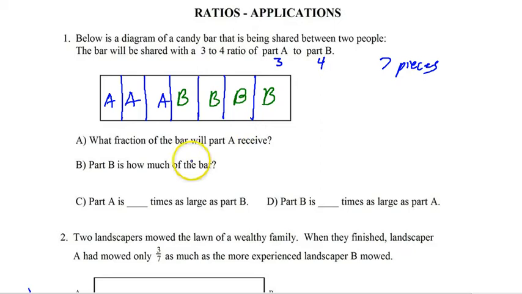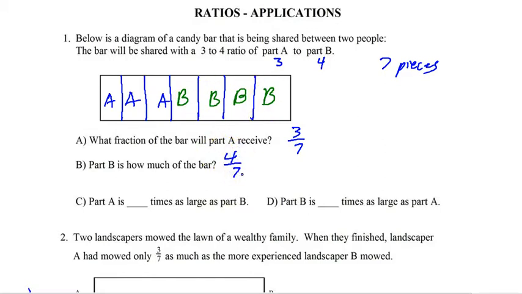So let's see. It says, what fraction of the bar will A receive? Well, A is going to get 3 out of 7. So just from that little ratio of 3:4, we now know that A gets 3/7. Part B is how much of the bar? Well, it's 4 out of 7, so 4/7.